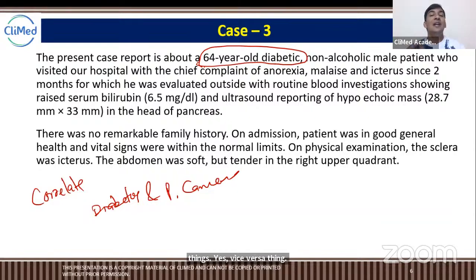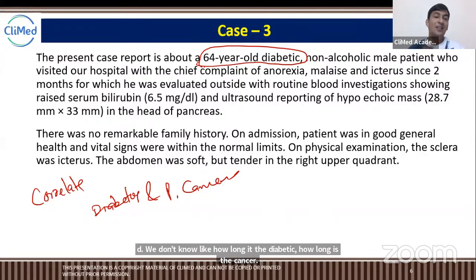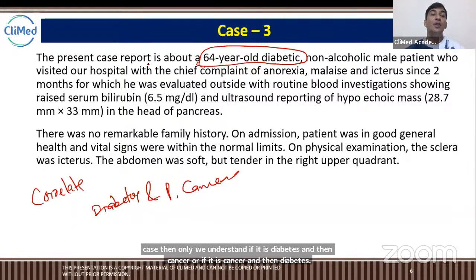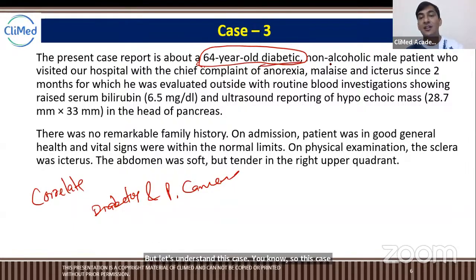We don't know how long the patient has been diabetic, or how long the cancer has been there. We don't know any history. So when we deep dive into the case, then only we'll understand if it is diabetes and then cancer, or cancer and then diabetes. But let's understand this case. This is a diabetic, non-alcoholic male who visited with anorexia, malaise, and icterus since 2 months.